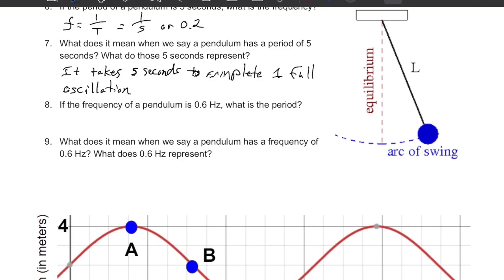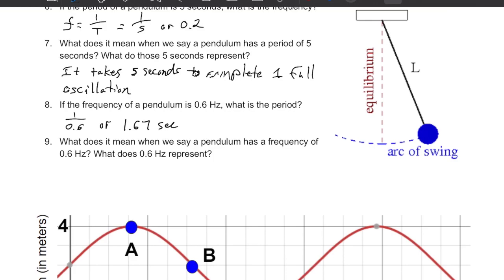If the frequency of a pendulum is 0.6 hertz, what is the period? Well, we know the frequency and the period are inverses of each other. So that means the period would be 1 over 0.6, but let's not make fractions with decimals in them. So we should get our calculator and type in 1 divided by 0.6. And we would get 1.67 seconds as the time for how long it takes to complete one full oscillation.